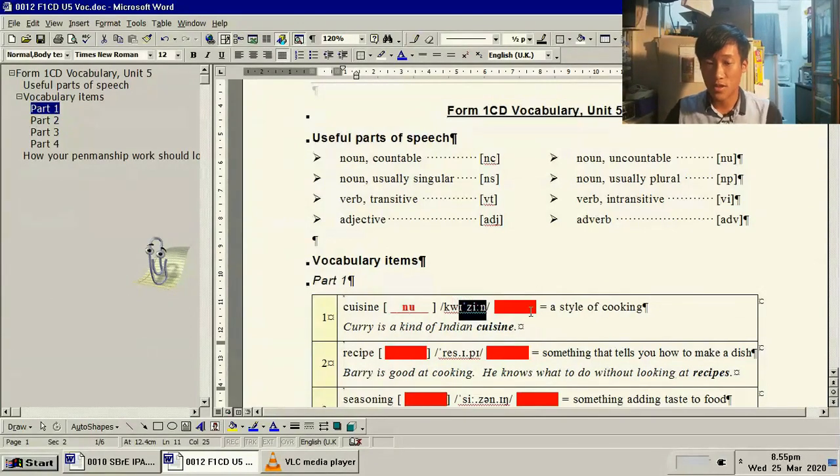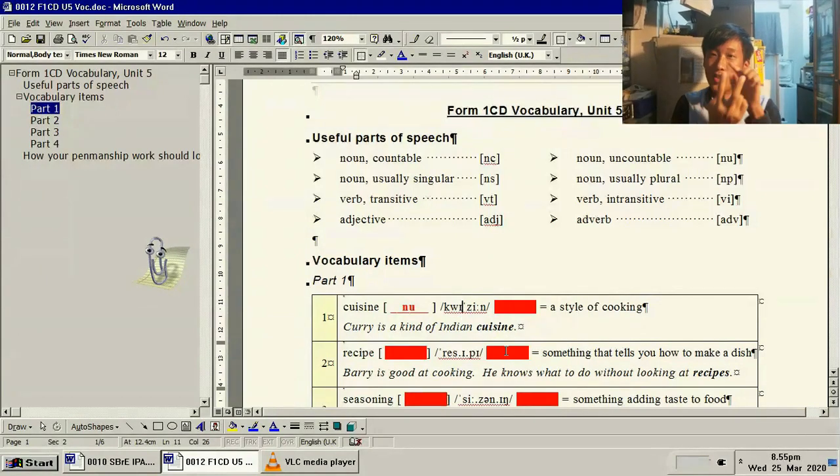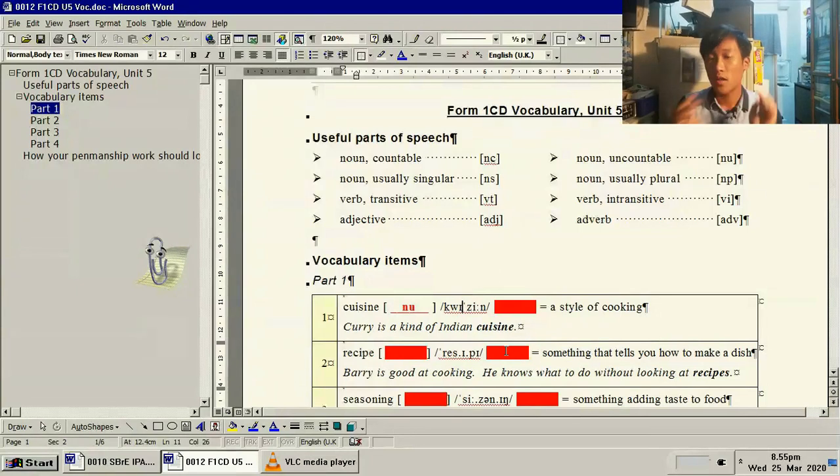Okay, let me just highlight it correctly. The second syllable, cuisine. This one is stronger, cuisine. Why is this stronger? Because the stress mark has shown you. How about the first syllable, the qui? The qui is not strong. When a syllable is not strong, we do not put a stress mark before it. You see that nothing is in front of the syllable.